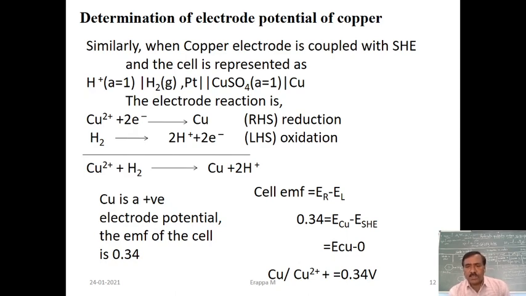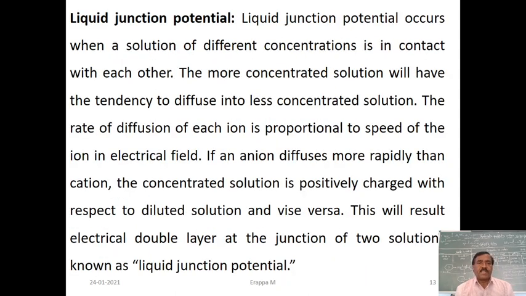EMF of the cell is equal to E right minus E left. That is 0.34 is equal to E right, where right means copper, minus left means SHE. So E of SHE is 0. So E0 for Cu/Cu2+ is +0.34.